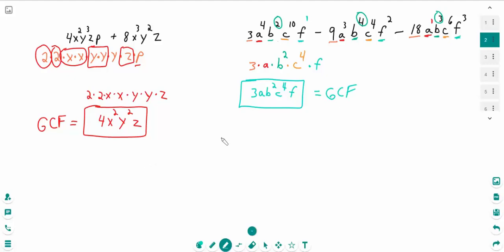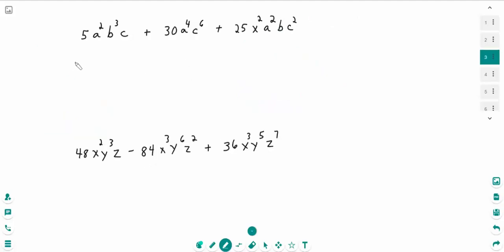Okay, good. Let's try a couple more here. This just takes some practice. So 5, 30, and 25. What is the greatest common factor between just the numbers? Just focusing in on the numbers. 5, 30, and 25. Well, this one is similar to the last problem, right?